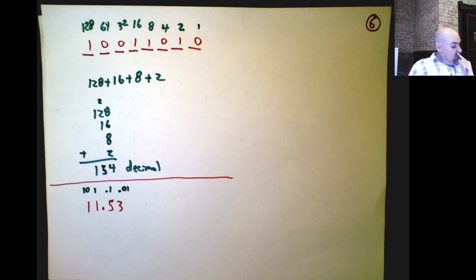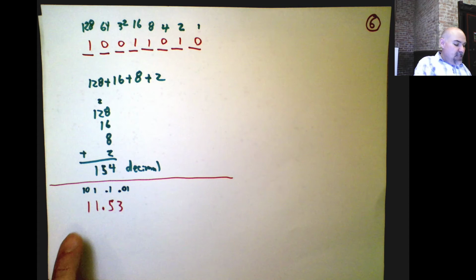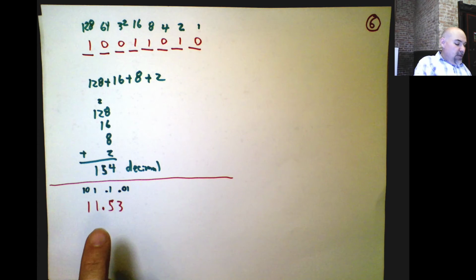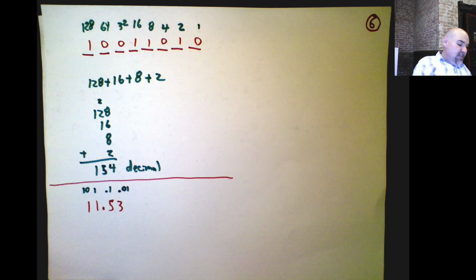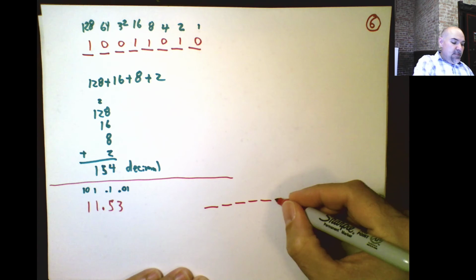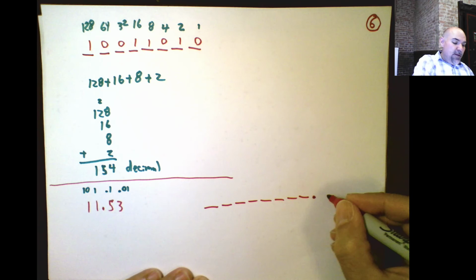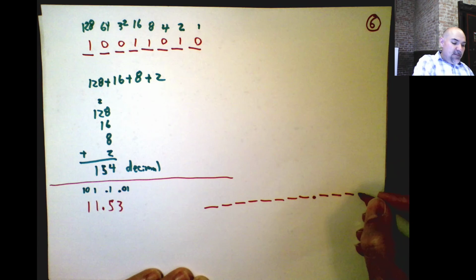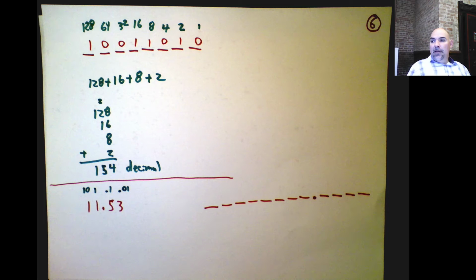Well, the same thing is true for binary. We can do that same kind of concept in binary. So this is saying we have 1 ten plus 1 one plus 5 tenths plus 3 hundredths. And that's how you get that 11.53. Now, in binary, it works the same way. So let's take a binary number and do the same thing. Remember, we had our 8 positions, but I could put a decimal point, and I could put digits after that decimal point as well in binary.